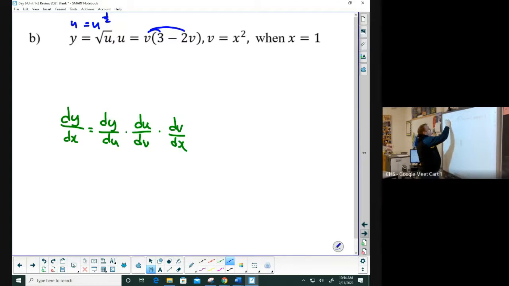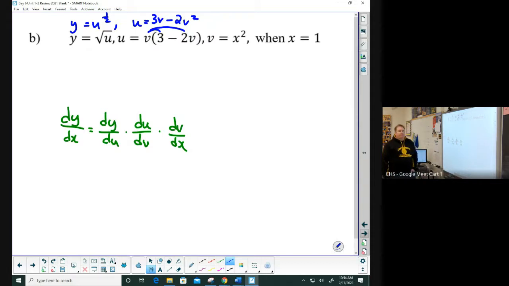So this is y. This is 3v minus 2v squared. That can be easier. And then v is just x squared.